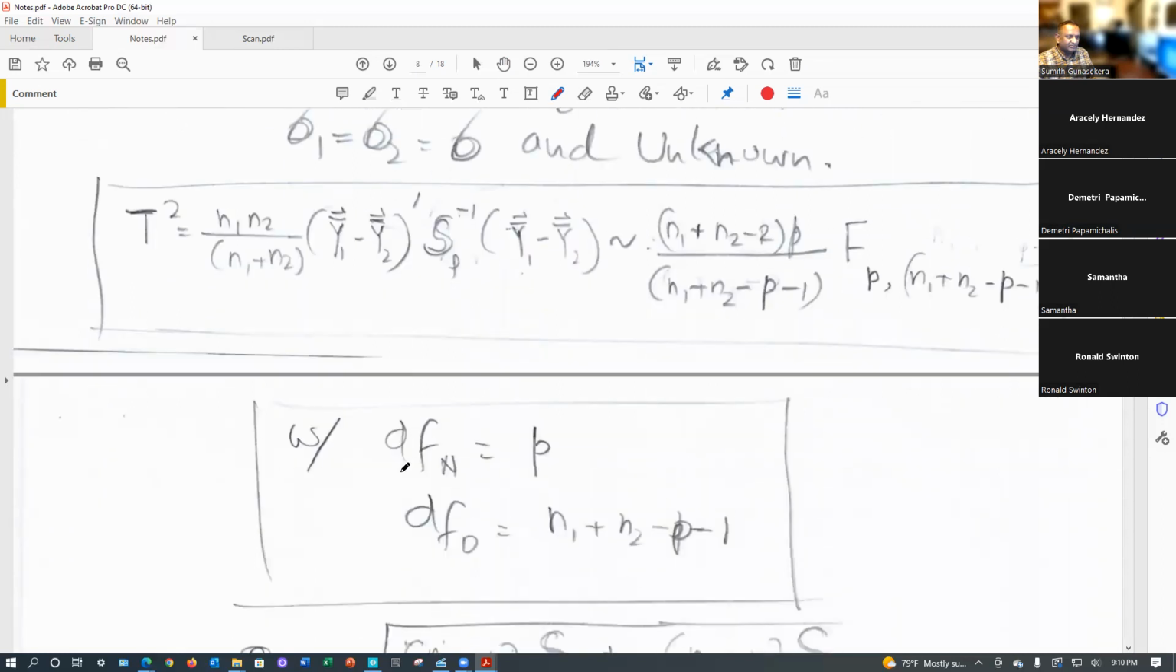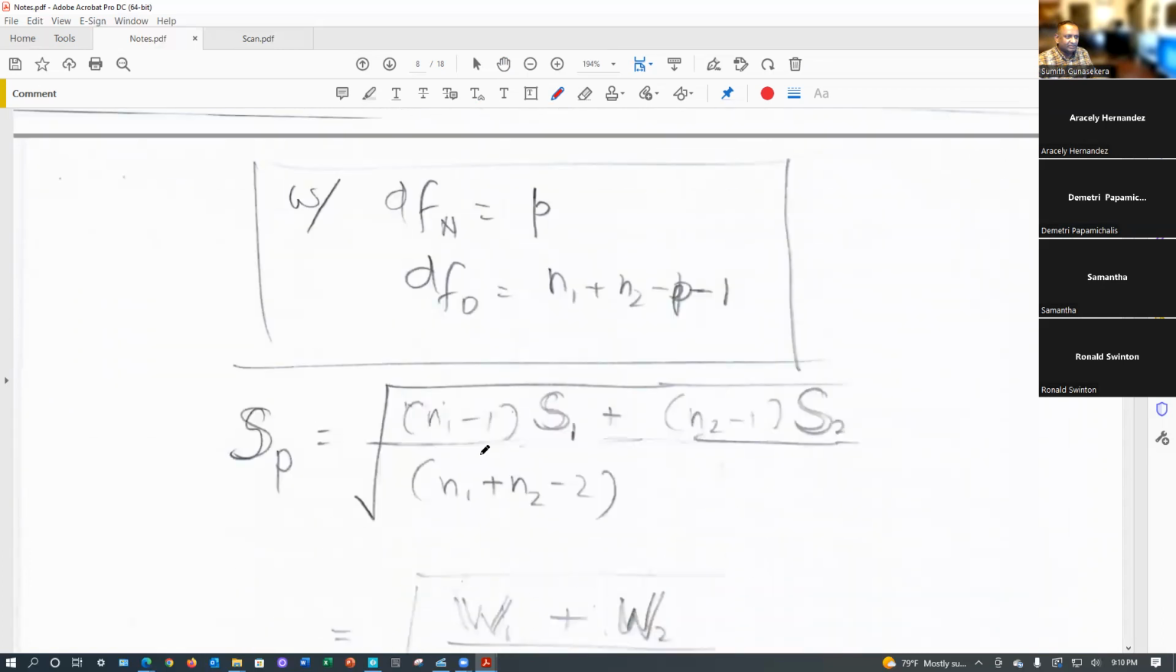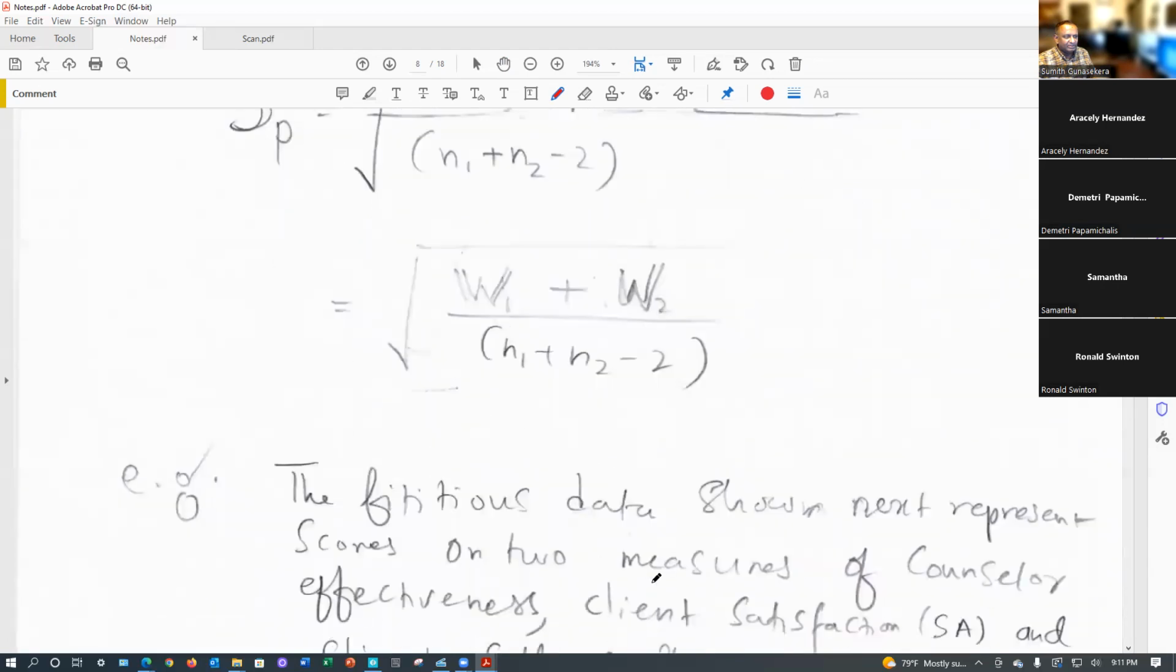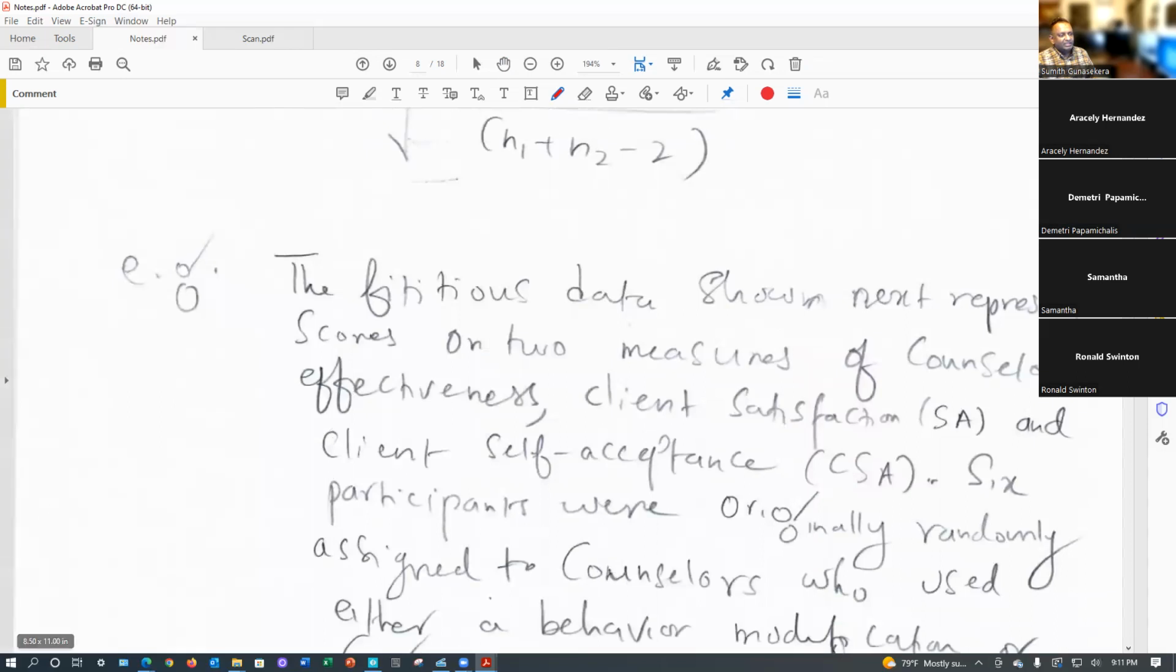And so it is with the second group. The same thing, this part being replaced by W1, and this part replaced by this one, divided by N1 plus N2 minus 2. Look at this example.